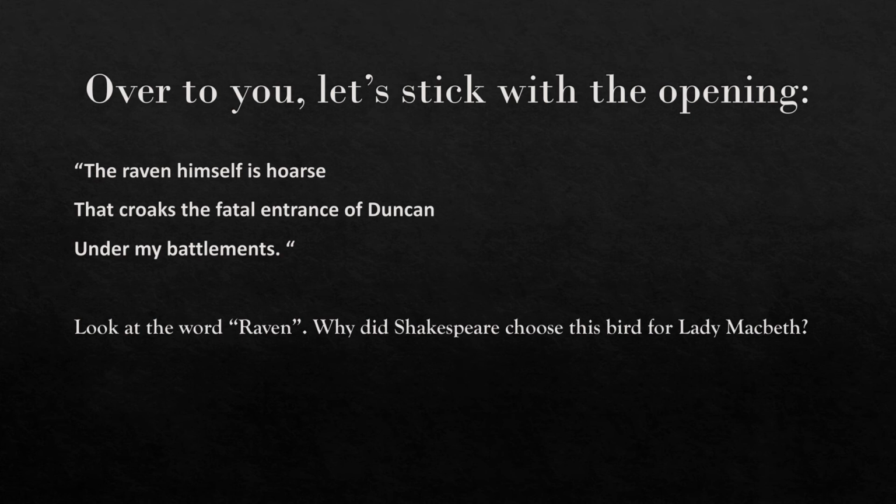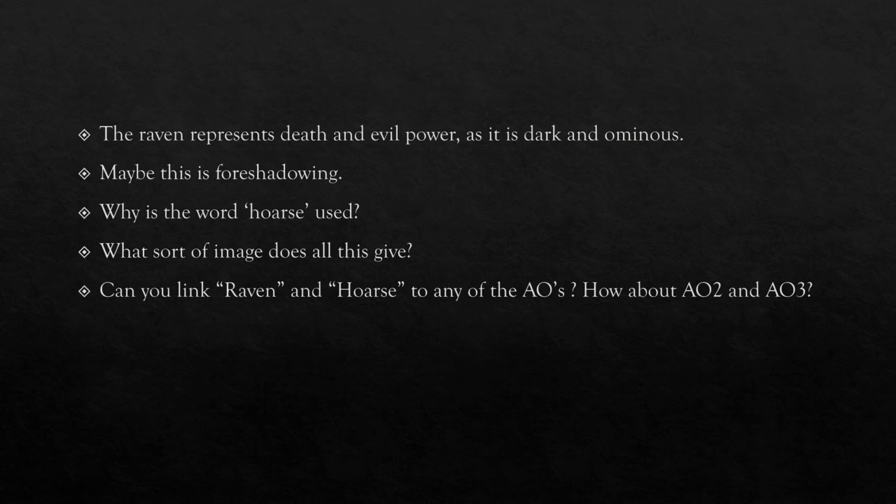Did you get it right? The raven represents death and evil power. It's dark and it's ominous. So obviously Shakespeare would use this type of imagery to make Lady Macbeth appear powerful but dangerous. Maybe this is foreshadowing.